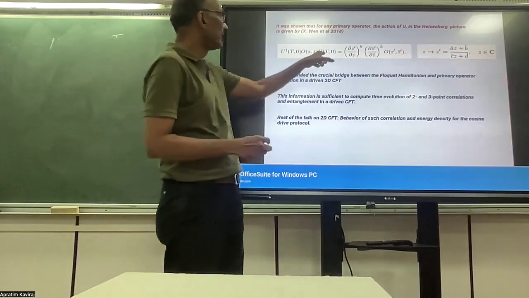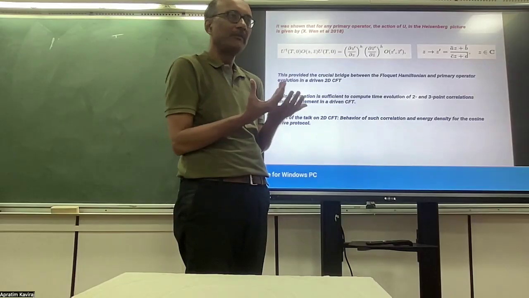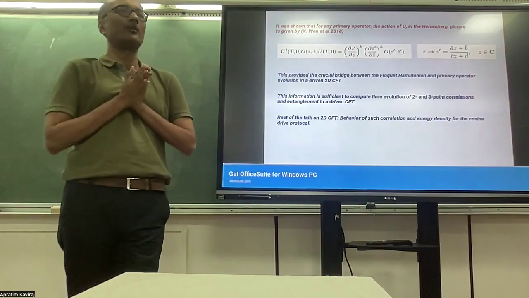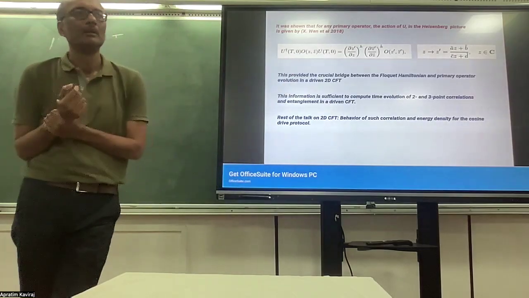So it is the U that drives your conformal transformation in some sense. It's the U which is the evolution operator for the periodic drive. And the question I am asking is, what happens to the operator? This is sort of the Heisenberg picture. Is that okay?